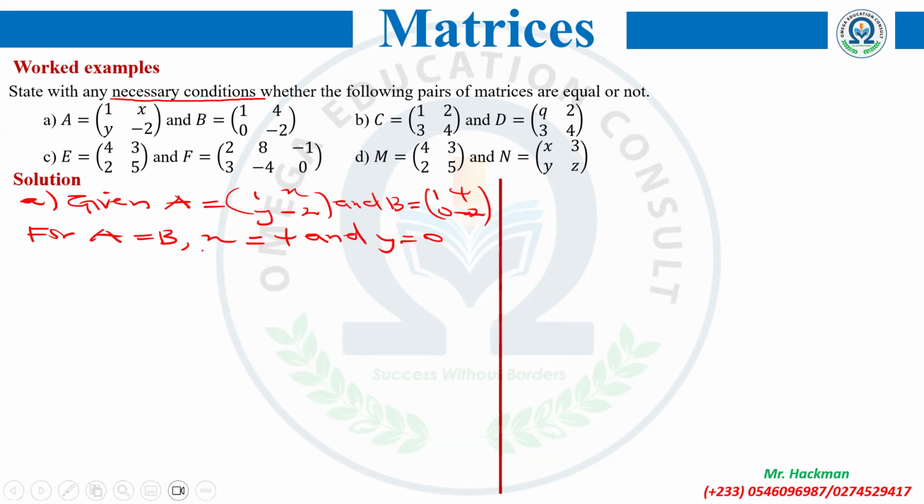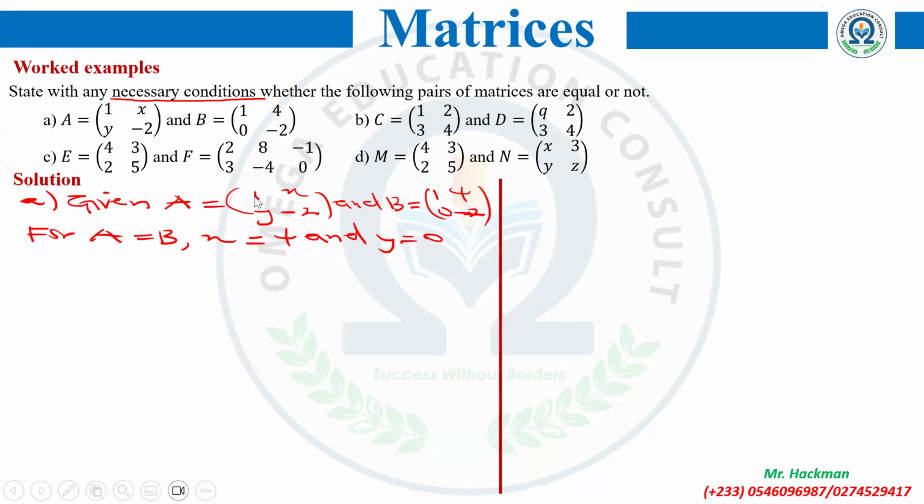Now let's see. What is the order of the first matrix, A? This is a 2 by 2. What about B? 2 by 2. So it means they could be equal. These two matrices could be equal. But what's the condition for them to be equal?